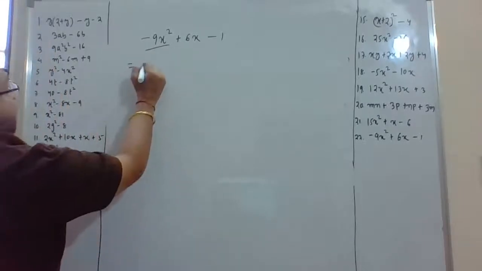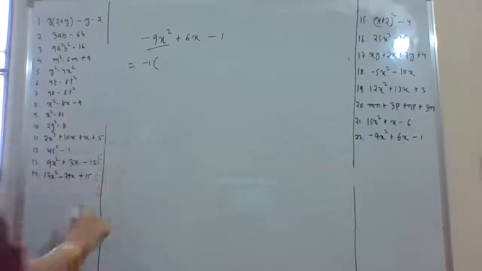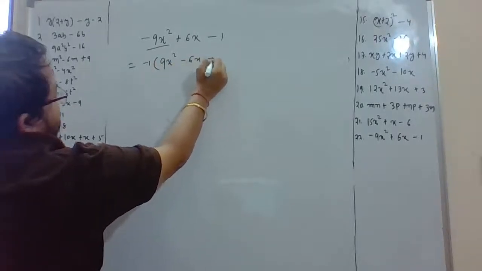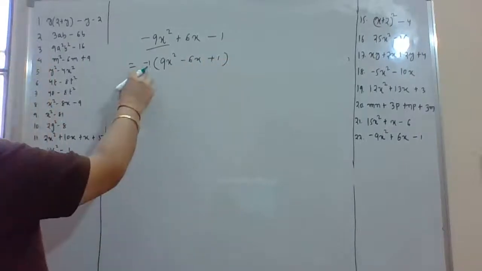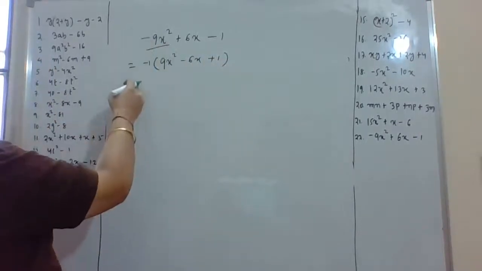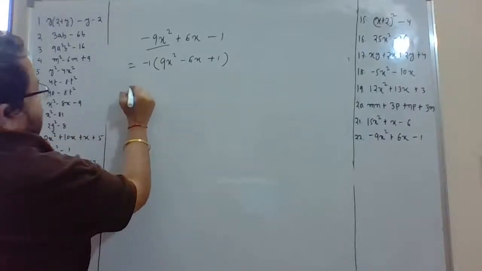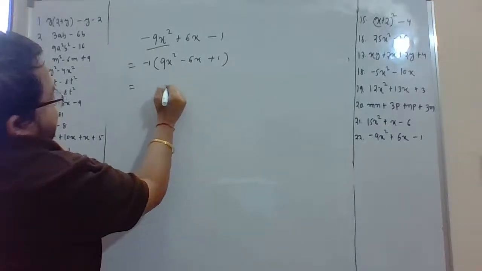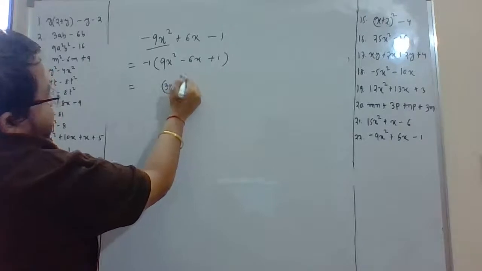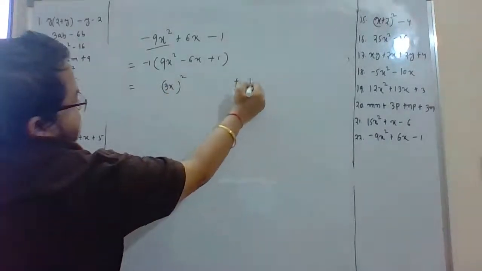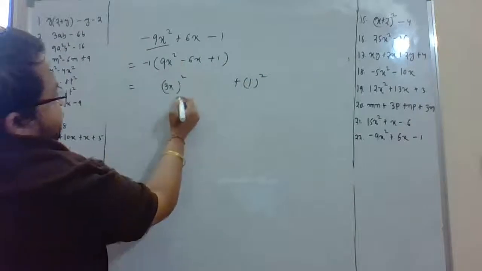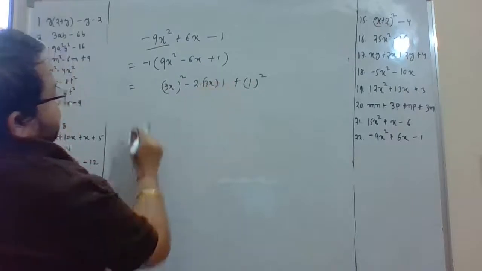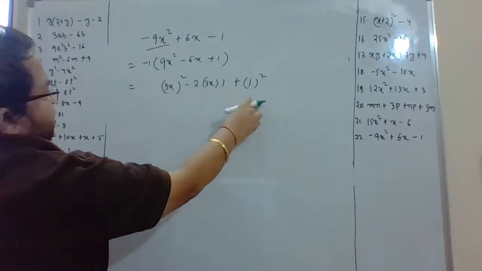So I'll take minus 1 as the common factor across all of them. So what I get is 9x squared minus 6x plus 1. And obviously we know taking common factor is nothing but we are dividing that much from all the terms. So now if you see, it can be pretty easily expressed as an identity. So this one can be written as square of 3x. The last term can be written as square of 1. And the middle term can be written as 2 into 3x into 1. So a squared minus 2ab plus b square format.